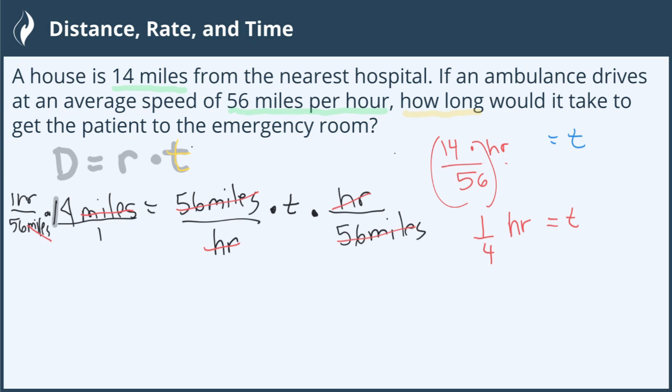Now you can convert that to minutes by taking this hour and making it 60 minutes. So we have 1/4 times 60 minutes over 1. The 4 will go into itself once, and it goes into 60, 15 times. So you wind up with a final answer of t equals 15 minutes.